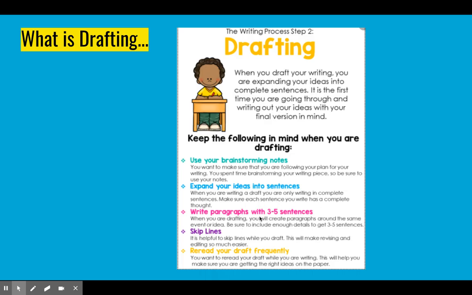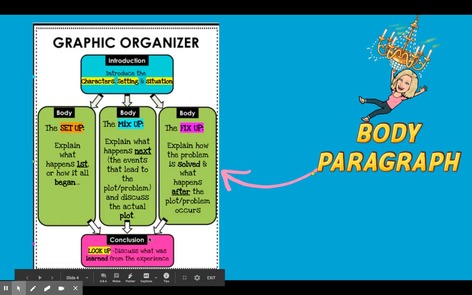Now, they said 3 to 5 sentences. I'm going to tell you, I want 3 plus, which means 3 to 7 or 3 to 8 sentences for your paragraphs. As you're drafting, it's always a good idea too to kind of reread it as you're going and make some changes along the way. But don't worry, before we turn in our final draft, we're going to go back and revise and edit later.